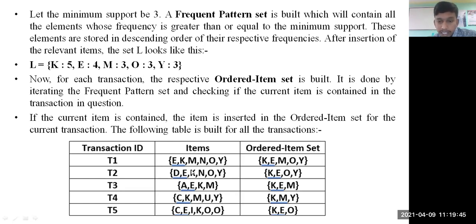In the same manner, for transaction 2, I look back to this table and eliminate D, because D is not meeting the minimum support threshold value. Again I order it in descending order, that is K, E, O, Y. Again K, E, M: I'm eliminating A in transaction 3. In transaction 4, I'm eliminating C and U. And in transaction 5, I'm eliminating C and I. These values are eliminated. I hope everybody is now clear about what an ordered item set is in this frequent pattern algorithm.